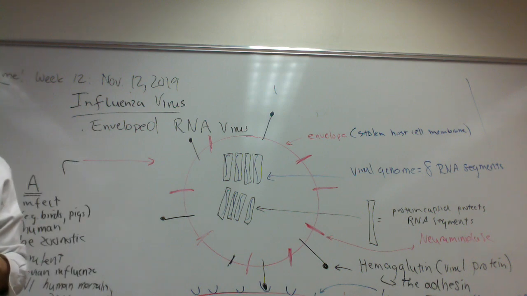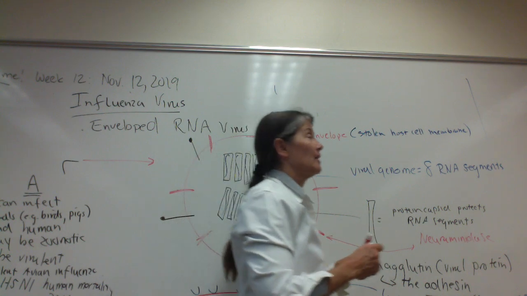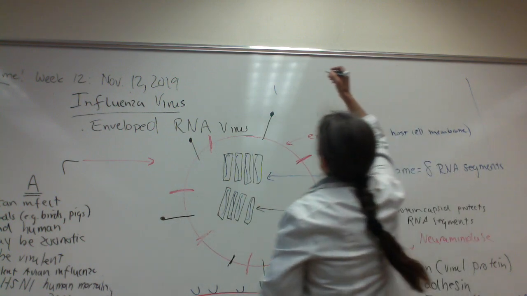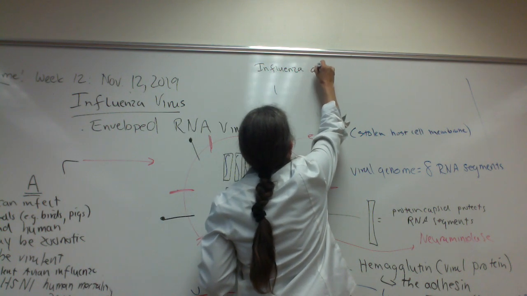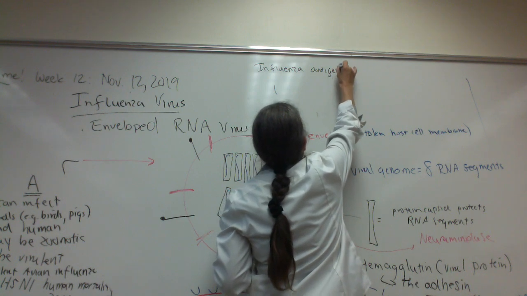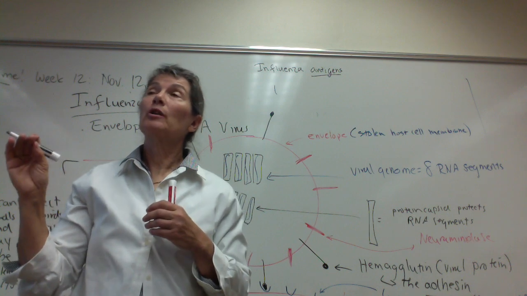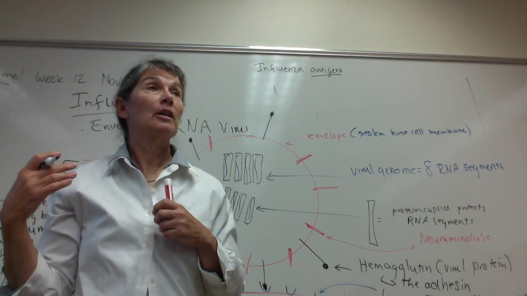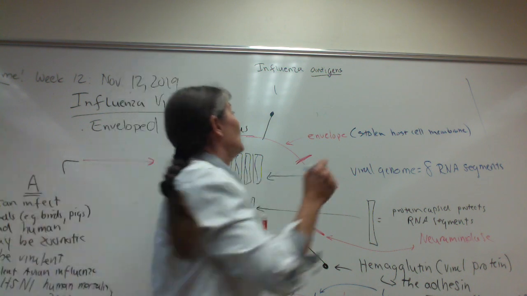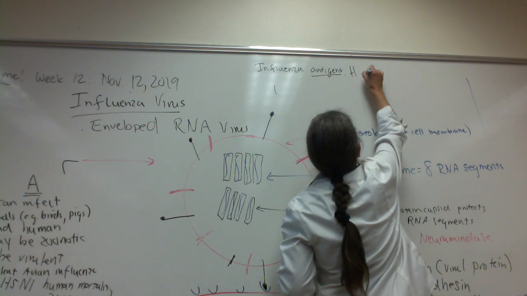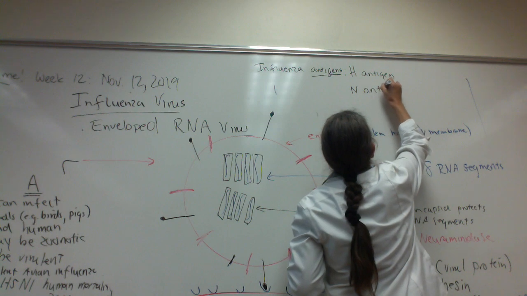Now, folks, both the hemagglutinin and the neuraminidase are made of proteins, right? So if we talk about influenza antigens, and remember, folks, antigens are substances which our immune system sees as foreign. They're substances that are going to trigger an immune response from us. For example, antibody production. The two really important influenza antigens I'd like you guys to know are the H antigen and the N antigen. So you guys, what do you think H stands for?